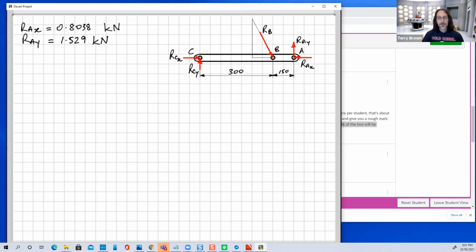Which one do we start with? Moments about C, because we've got two unknown forces acting through C, so we can take moments about C and find RB directly. In this case, we could actually take moments about point B and solve straight away for RCY, because RCX passes through point B. So we could take moments about point B in this case and get RCY straight away.